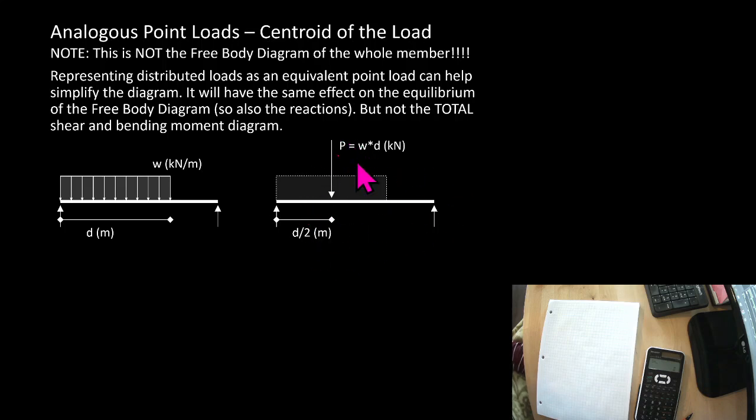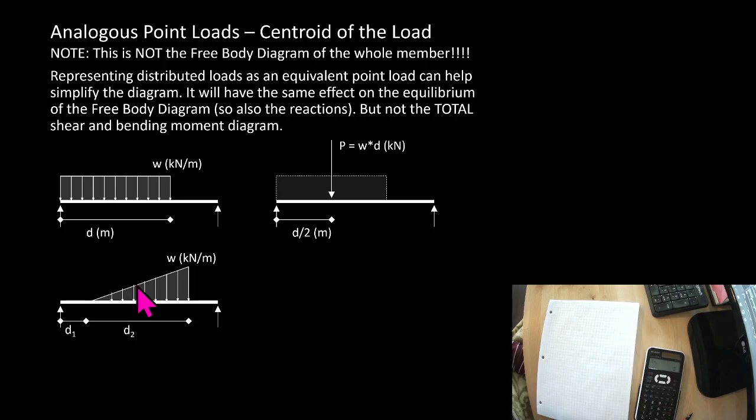This is not the free body diagram. This is the free body diagram. But we can use this analogous point load, or representation of the uniformly distributed load as a point load, to help us solve these reactions. But this is the free body diagram, not this. So remember that, because at least five of you are going to, in the project where it says show me the free body diagram, draw this. But it is very much this. We will make use of this to solve for our reactions or our internal forces.